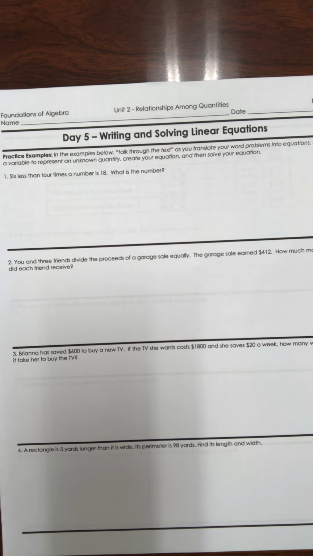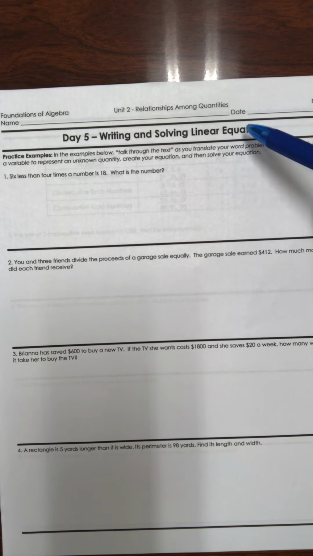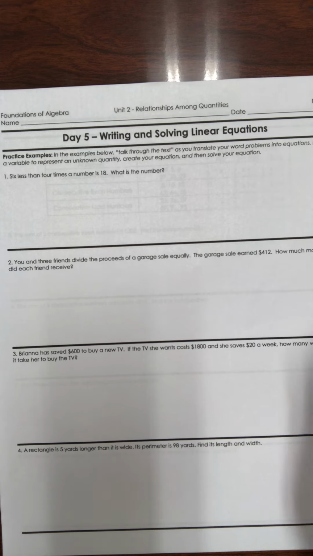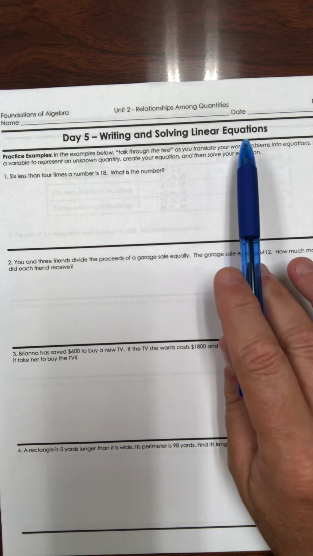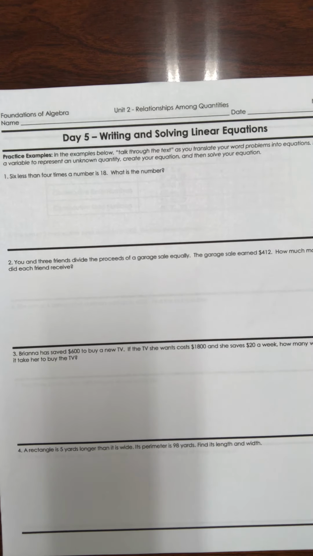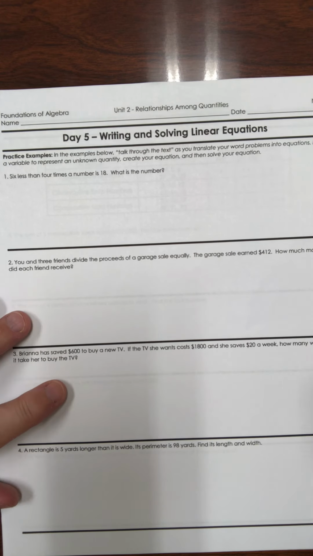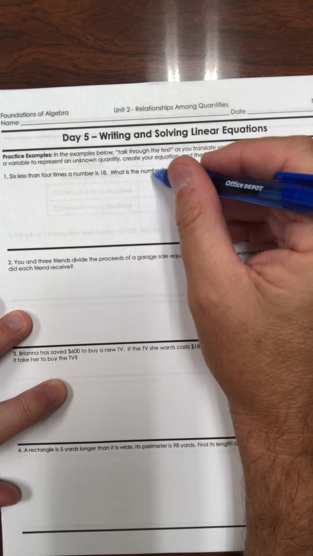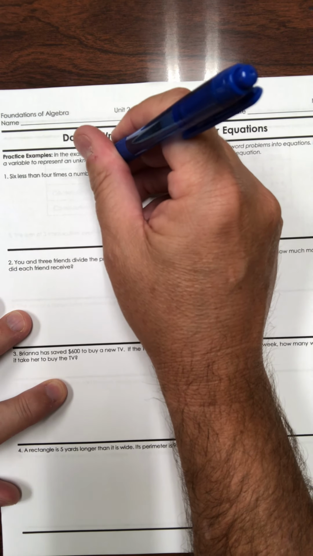All right, guys, so today we're going to be working on writing and solving linear equations in notes. We've done something like this before, but we didn't have equations. They were just expressions. Well, we're going to actually have equal signs. So number one says 6 less than 4 times the number is 18. What is the number? Start with the easy part first.